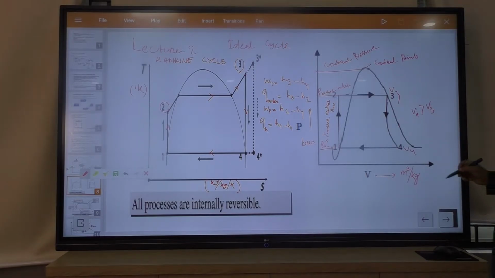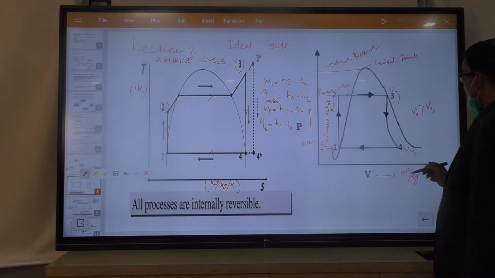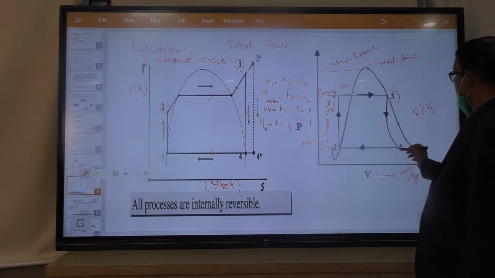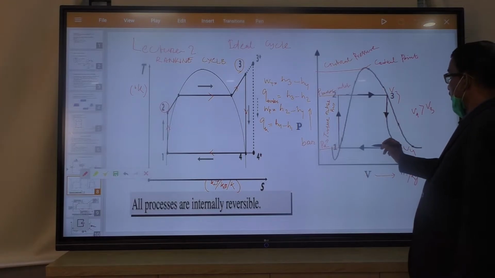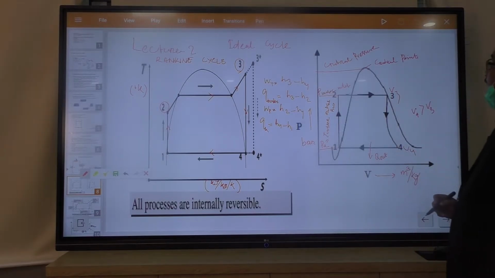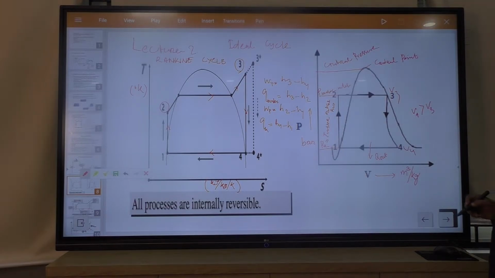This takes place in the turbine. And at constant pressure, your heat rejection takes place in the condenser. This is the condenser. It is heat rejection. Heat goes out. Clear?